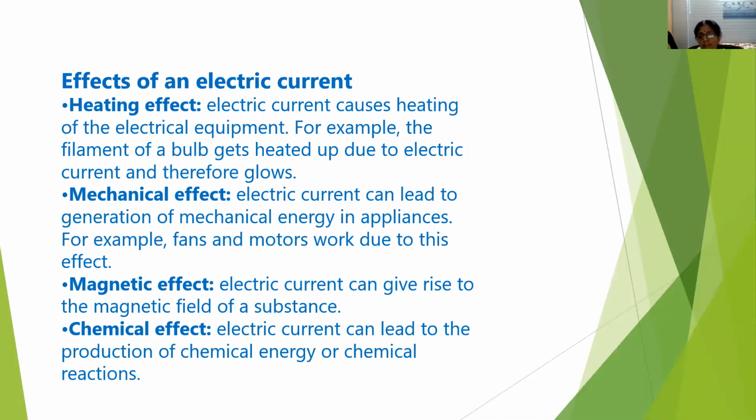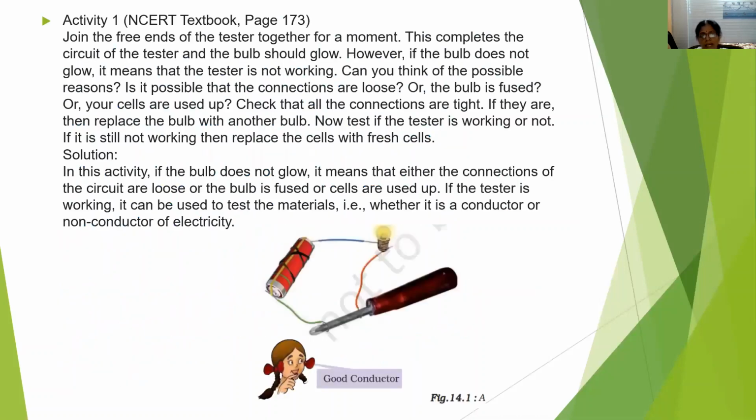Mechanical effect is where the electric current leads to the generation of mechanical energy in appliances. For example, rotation of a fan and working of a motor are all due to the mechanical effect of electric current. Then magnetic effect: whenever electric current passes, it can give rise to a magnetic field around a substance, which is called the magnetic effect. Then chemical effect: electric current can lead to the production of chemical energy or some chemical reactions, which is called the chemical effect, isn't it? And now let's discuss some activity.